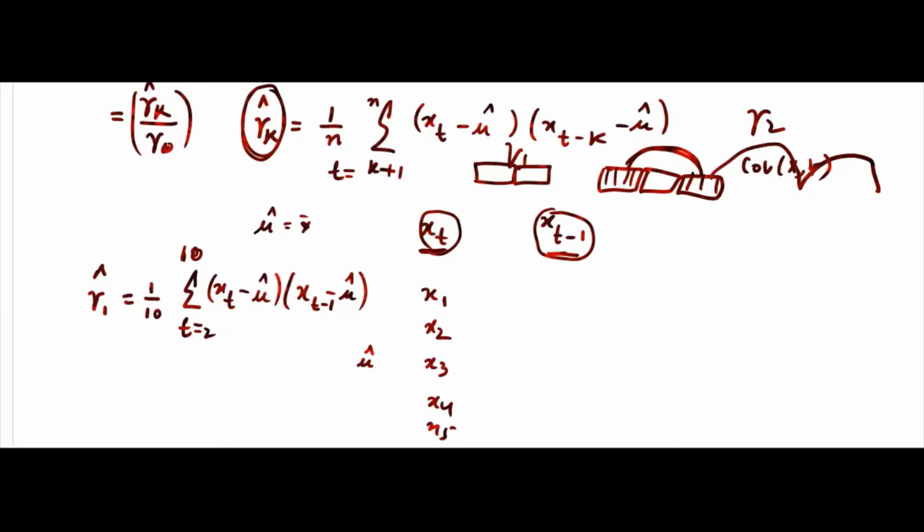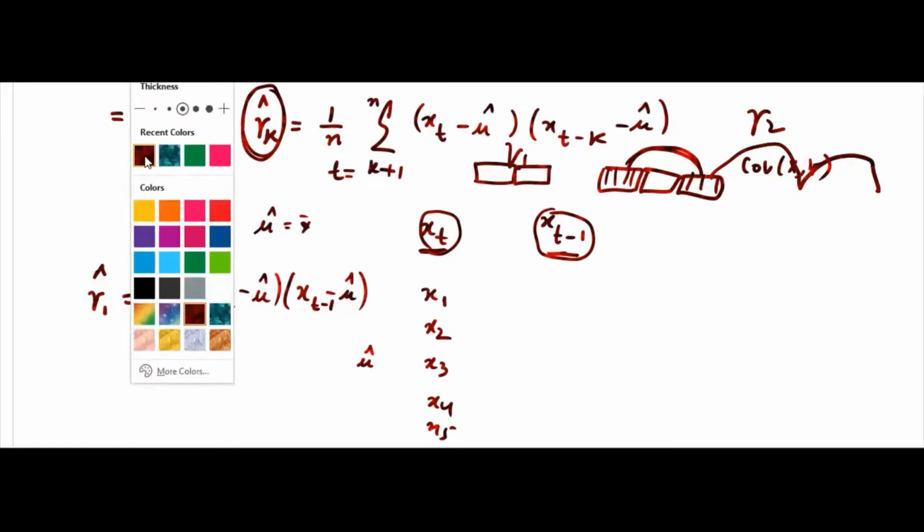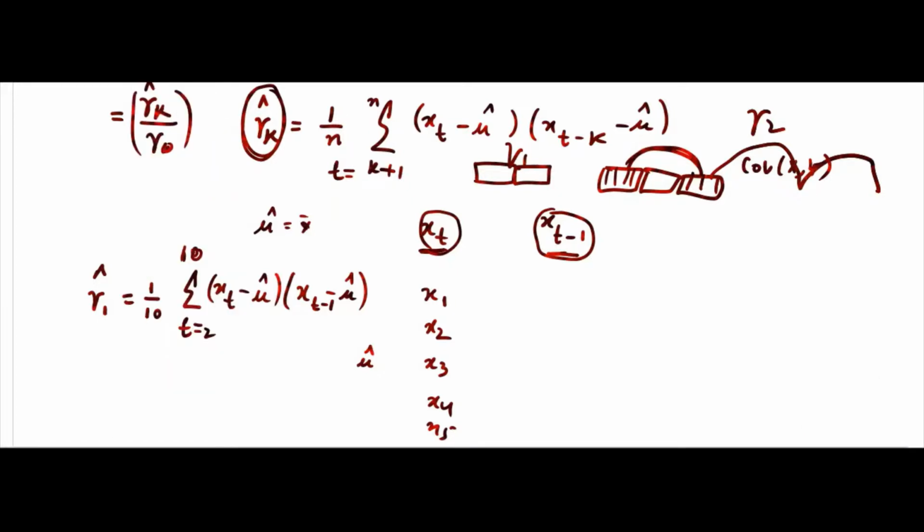So I've written only for gamma 1 cap. So with one lag, what is the link we want to know. So we apply this formula. Now if you apply this formula, if you start t from 2, what we want to find is x2 minus x bar, or mu cap. So x2 minus x bar, let me write here x2. This should be my x t minus 1, so then x2 I will get.